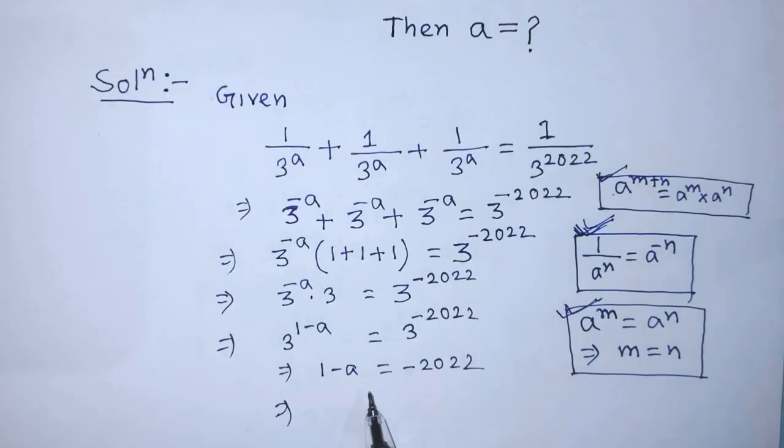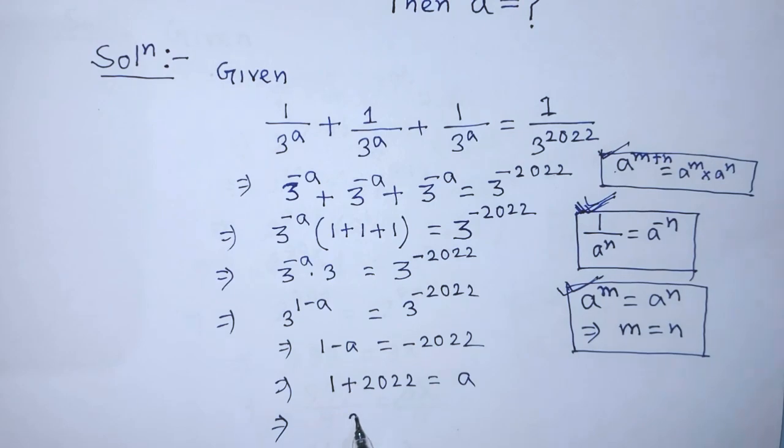So student, to find the value of a from this equation, we have to transpose minus a from the left hand side to the right hand side, and at the same time we have to transpose minus 2022 from the right hand side to the left hand side. So on the left hand side we can write 1 plus 2022 is equal to, on the right hand side we have to write a. After that we can write on the left hand side 2023. If you add 1 with 2022 then you get 2023 is equal to, on the right hand side again we have to write a.